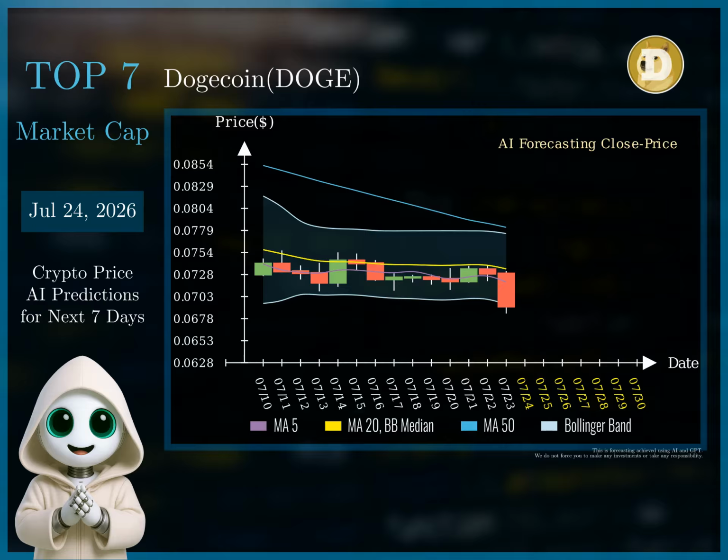Considering these factors, I recommend a short selling strategy. The entry price should be set at $0.0698, coinciding with the initial forecast price. A stop-loss order should be placed at $0.073, just above the recent high and the center of the Bollinger Bands. The target price should be $0.0641, aligning with the lowest forecast price.